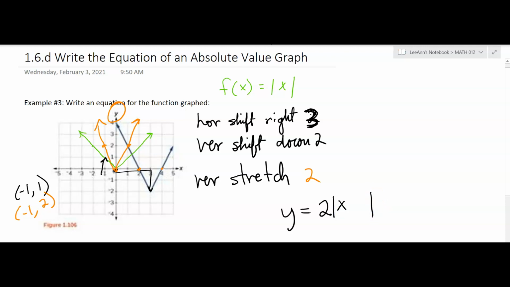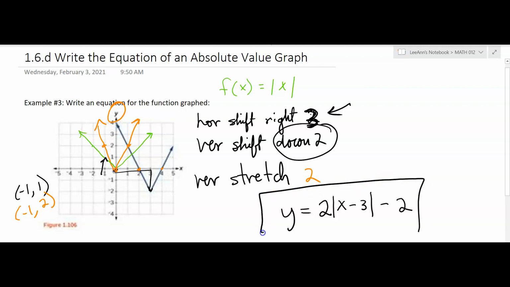Now, inside the absolute value, though, that's my function, I have to do the right or left business. So because it's going to the right, is it going to be plus or minus? So if you said minus, good for you. So minus 3. And then I can consider the vertical shift down, which is going to be outside the absolute value. Because it's a vertical shift down, it's going to be minus 2. And then that's going to be the function.